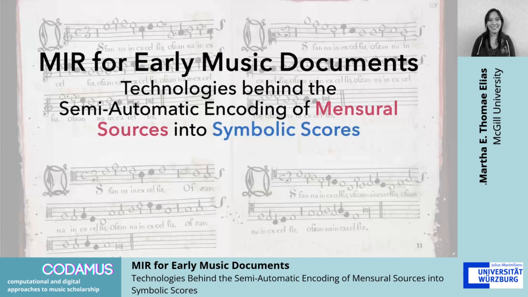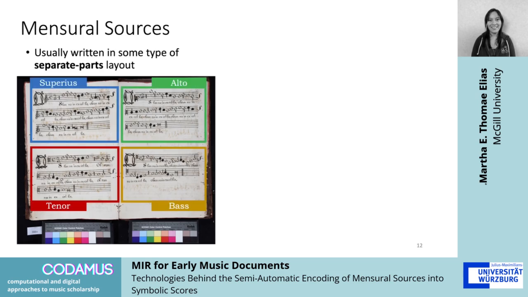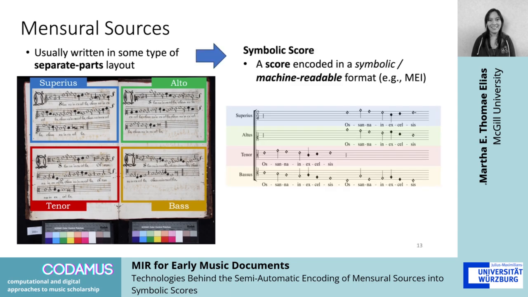So now that we talk about mensural sources, why do we want to obtain symbolic scores from them, and what are symbolic scores? Usually mensural sources are written in separate parts, either having the parts in a different area of the page or the book opening, or in completely separate books, like part books. What we want is rather to obtain them in a score layout, where all the notes are vertically aligned.